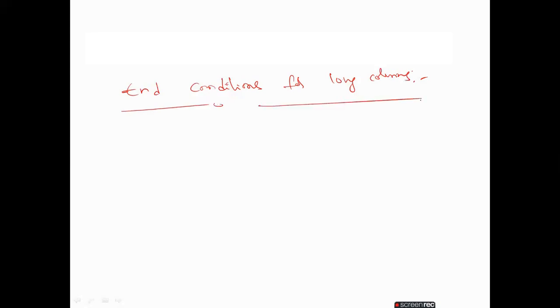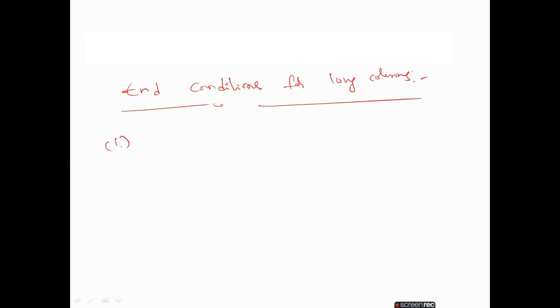And there are the end conditions of columns. We have different types of end conditions for the long columns. Coming to the end condition, in case of the long columns, the stress due to direct load is very small in comparison with the stresses due to buckling. So hence, the failure of the long columns takes place entirely due to buckling only, as I earlier discussed. And we have a total of 4 types of end conditions.